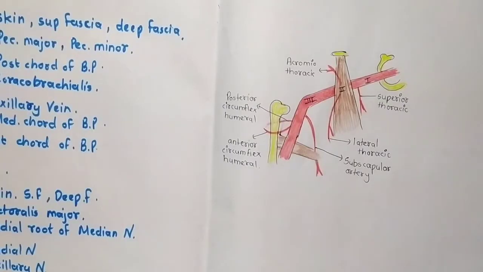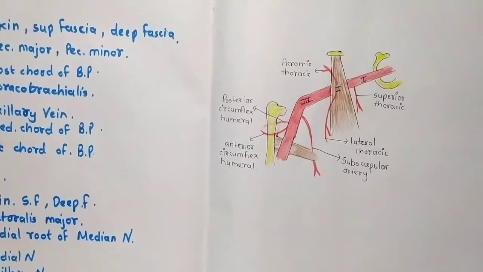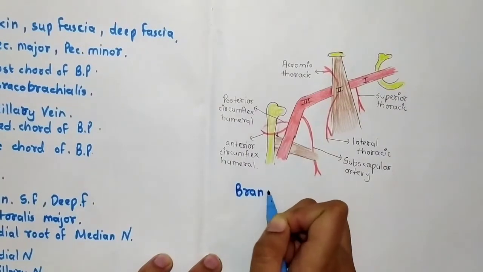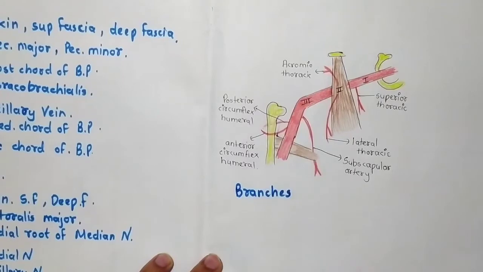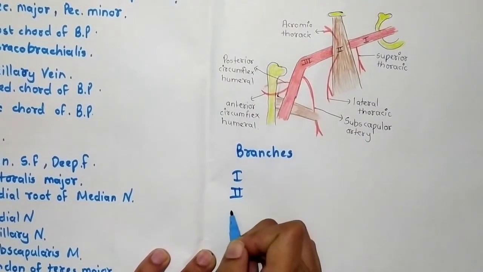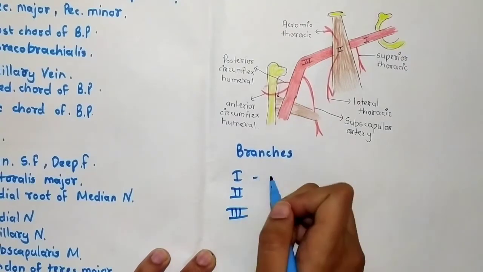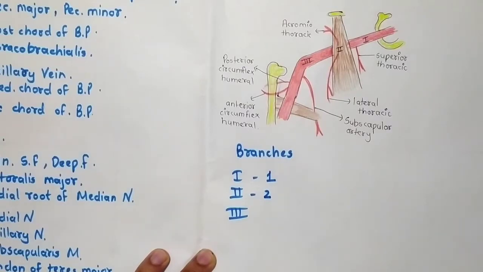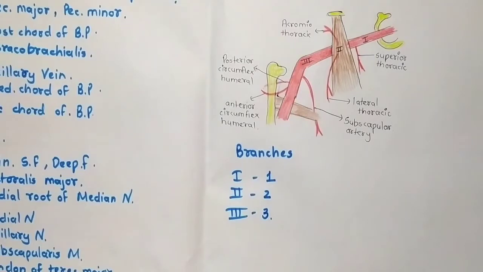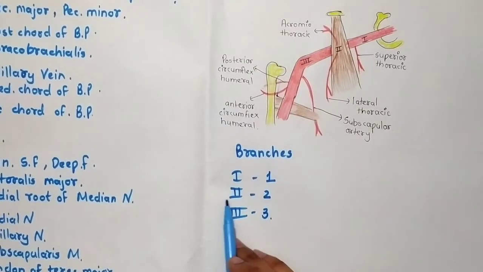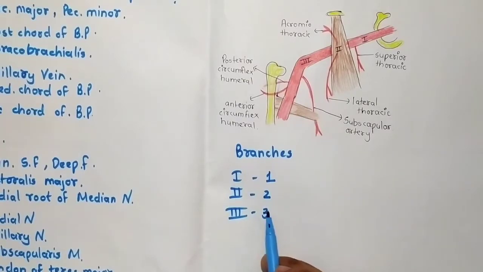So now we will see the branches of the axillary artery. Branches from the first part, from the second part, and from the third part. There is one branch from the first part, two branches from the second part, and three branches from the third part. So it becomes quite easy to memorize: one from the first part, two from the second part, and three from the third part.